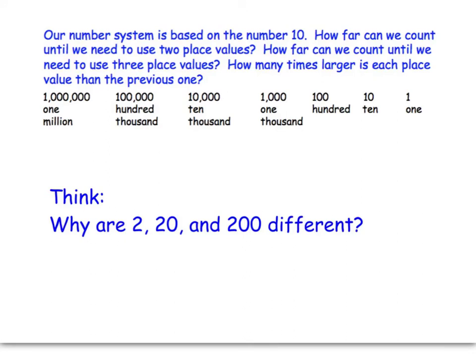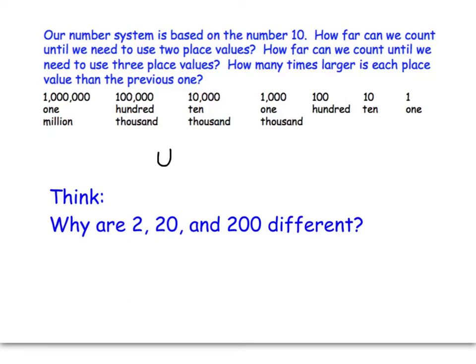Here is our diagram. You're like, I've seen this before. This is nothing new. So why are we learning this one more time? Well, let's dig down deeper. It says, our number system is based on the number 10. How far can we count until we need to use two place values? Excellent question. Let's dive right in.